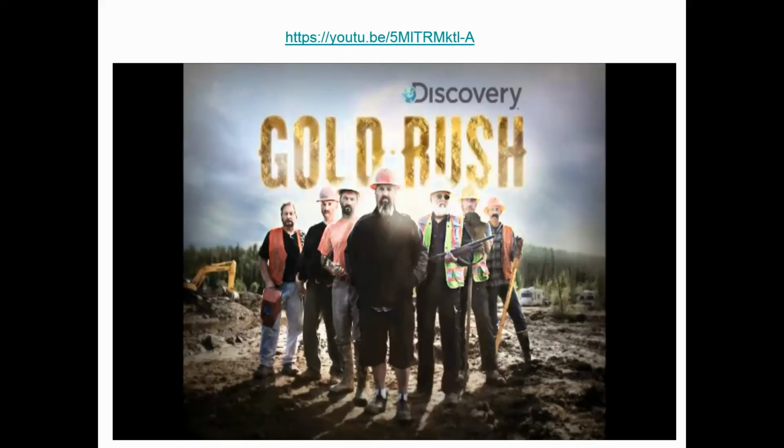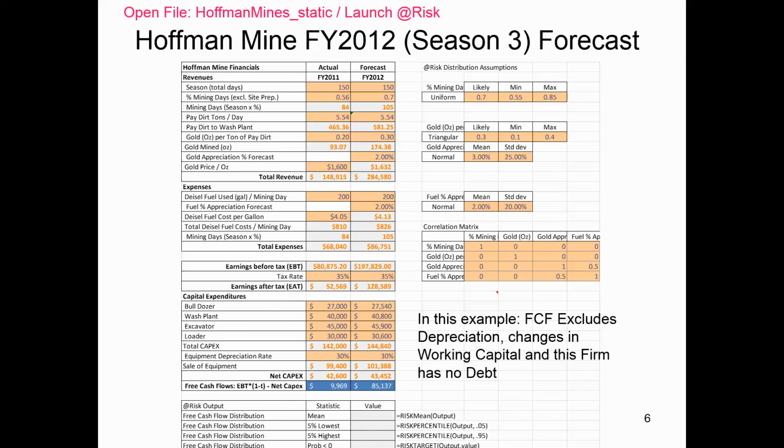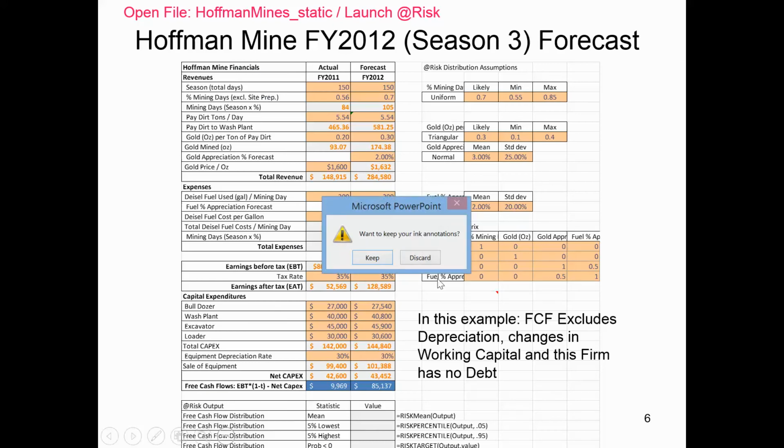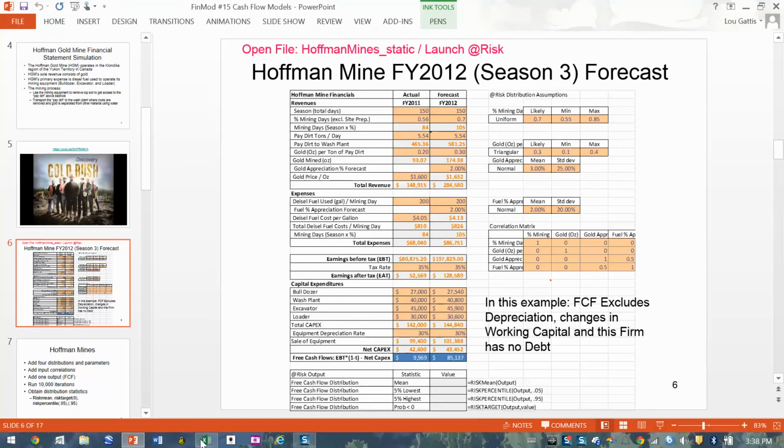Now, if you're interested, you can take this link and look at the actual Hoffman Gold Mine. All right, and this example I'm going to show you is taken from Discovery's show, Gold Rush. In Gold Rush, Season 1, I've established this model to help me understand their profits or cash flows in year 1. So we'll pull our model up.